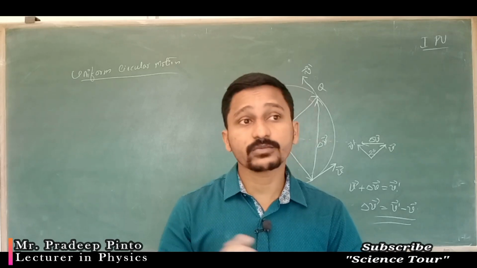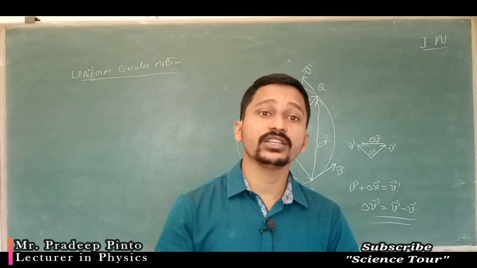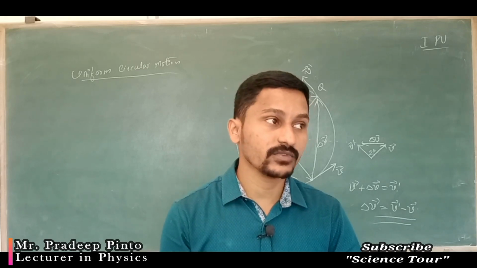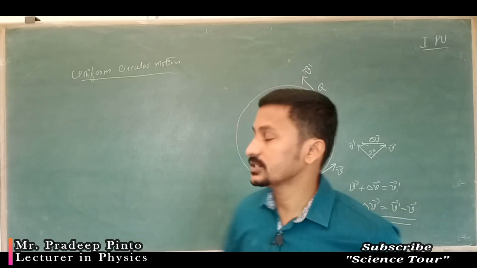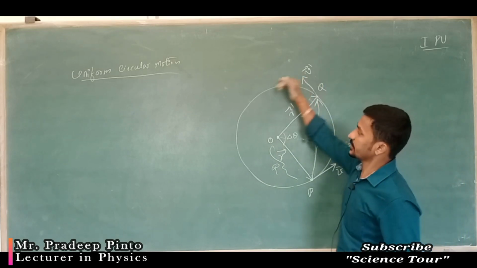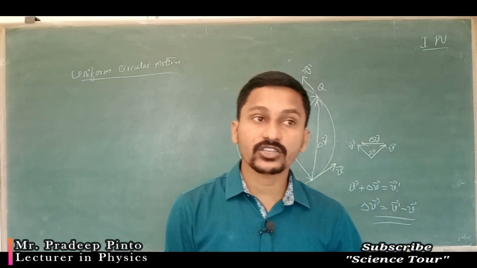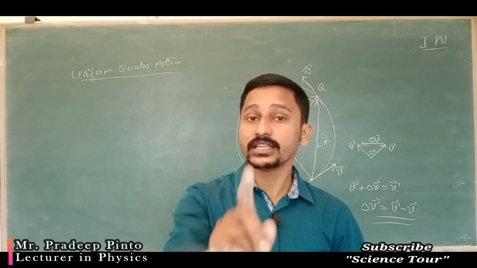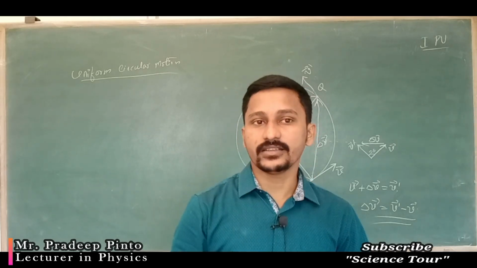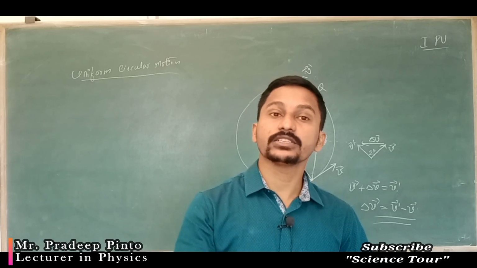Though it is moving at a constant speed, there is a change in velocity. Why is there a change in velocity? Because the direction of velocity is going to change at each and every time. If the direction of velocity changes every time, there must be acceleration.